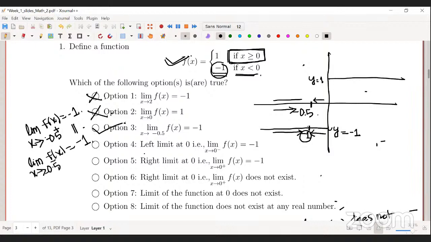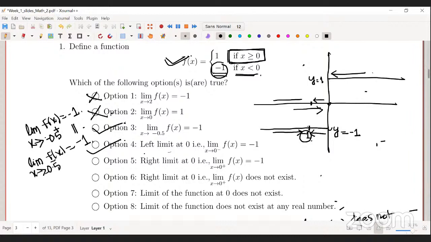Option 4 says the left hand limit at 0 is basically -1. So we already calculated the left hand limit and right hand limit at x is equal to 0. At x is equal to 0, for the left hand limit you want to check how the function behaves when you are coming to 0 from the left hand side of 0. So this function value approaches -1, and when you are coming to 0 from the right hand side, the function value approaches +1. So the left hand limit at 0 is -1. So option 4 is correct.